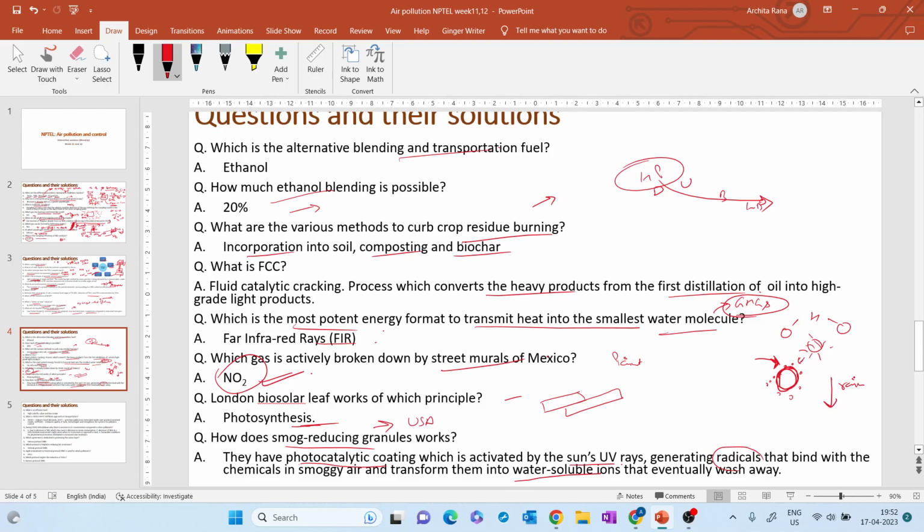Okay, so what you are doing is that in regions, especially during winters when there is a lot of smoke, you have these sheets of these granules, and the air comes in contact with these granules, and they convert the chemicals in the atmosphere into water soluble ions. Then if sometime it rains, it washes away everything on this surface, and these granules become like new. So they are being used currently in the USA now.